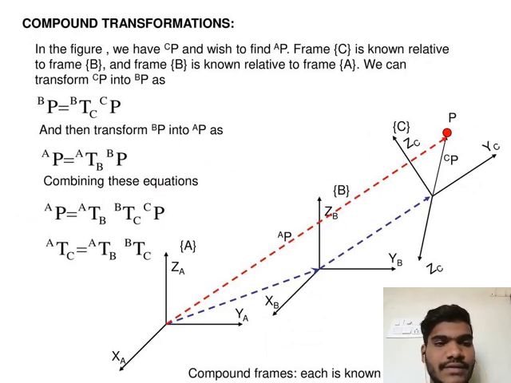Compound transformations. In the figure, we have CP and wish to find AP. Frame C is known relative to frame B and frame B is known relative to frame A. We can transform CP into BP as BP equals BTC CP, and then transform BP into AP as AP equals ATB BP, combining these equations.